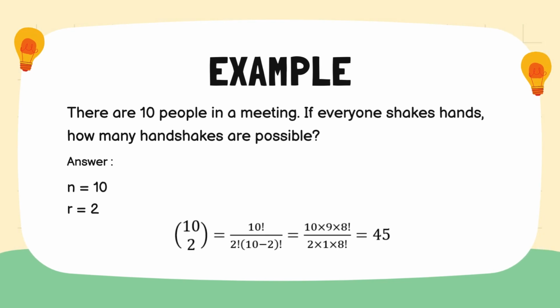The example of combination is, there are 10 people in a meeting. If everyone shakes hands, how many handshakes are possible? The answer: there are 10 people, so n is 10, and a handshake is 2 people, so r is 2. So combination 10 choose 2, 10 factorial over 2 factorial times 8 factorial, is 45. So there are 45 handshakes possible.